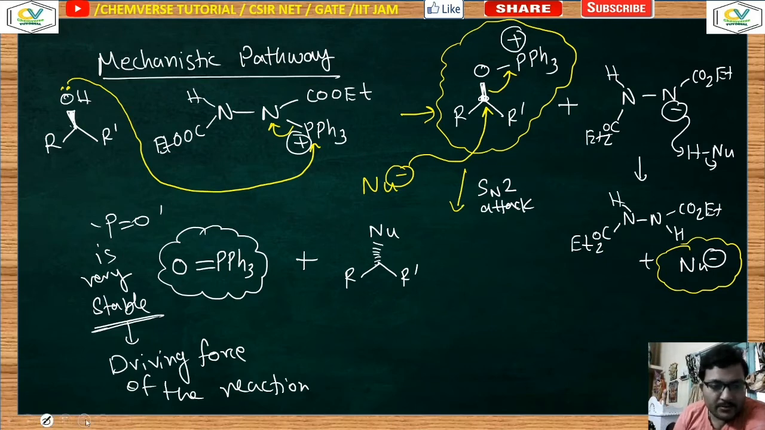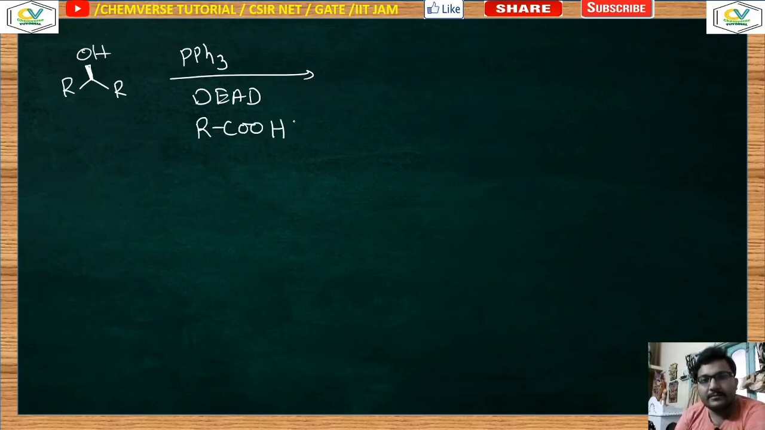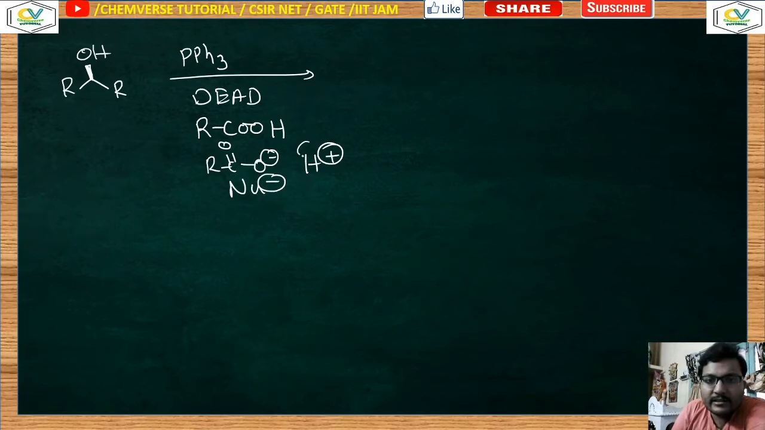Okay, is this clear? Now I am removing it. Okay. Now it is your initial molecule. Now I am adding PPh3, DEAD, and some carboxylic acid. So in this carboxylic acid, there is RCO2 minus and H plus. So this is your potential nucleophile, and it is your acidic hydrogen. So this nucleophile will be present at this center, inverting the stereochemistry. So this will be your product.